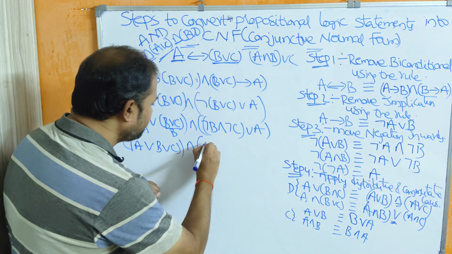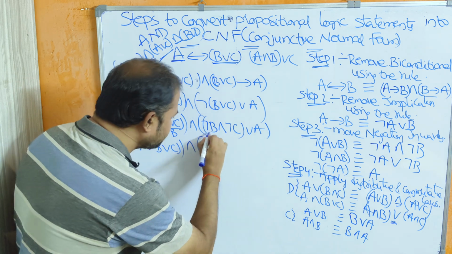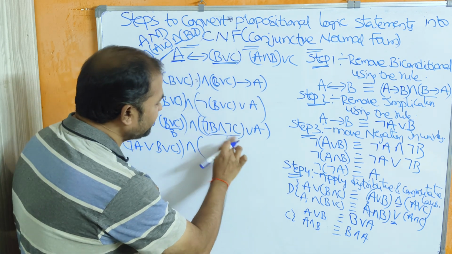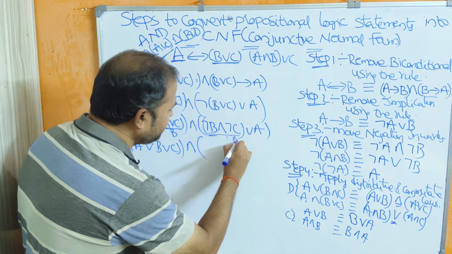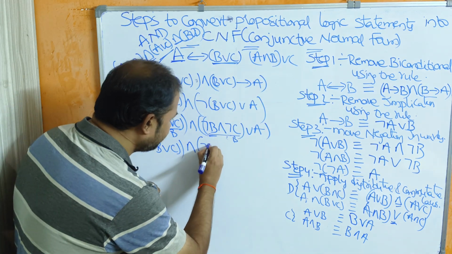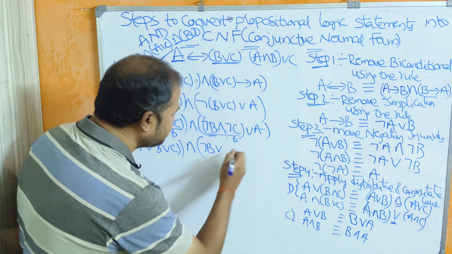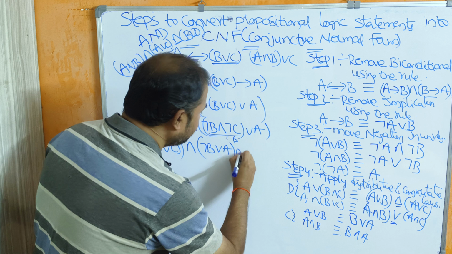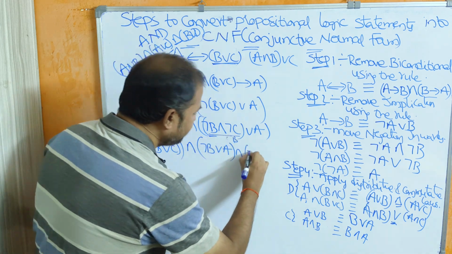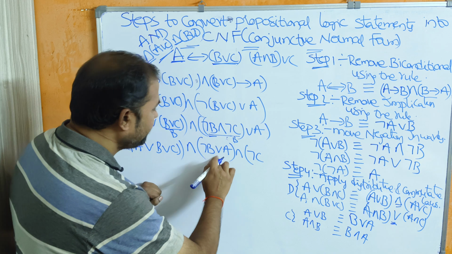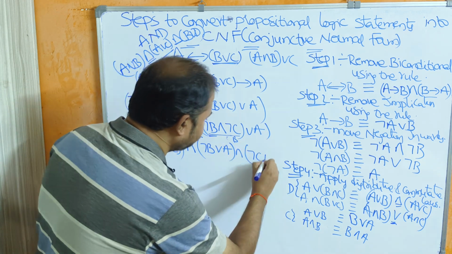A or C. What is A here? Negation A is this. A and B or C: this is A, this is B, this is C. A and B or C means A or C and B or C. So A or what is C? What is B? Negation C. A and B, A or B and A or C.